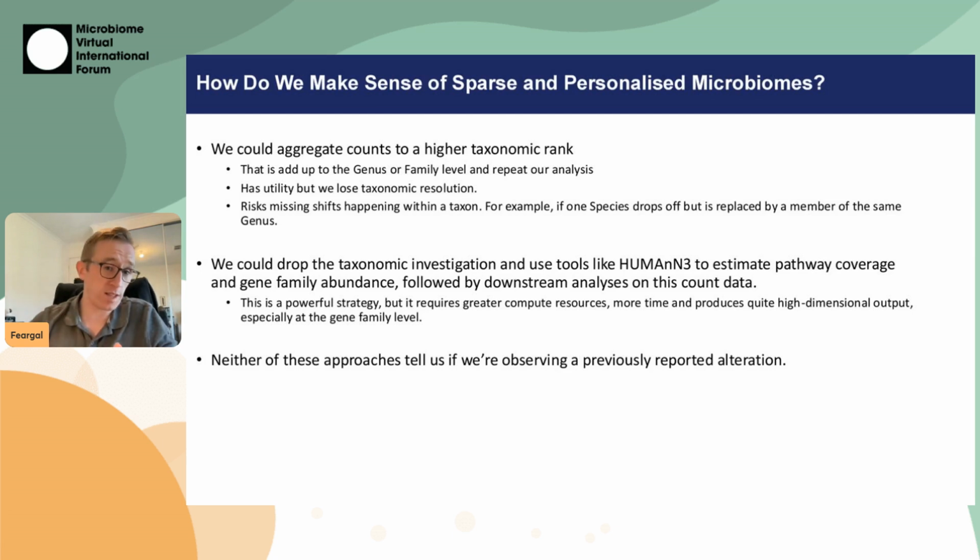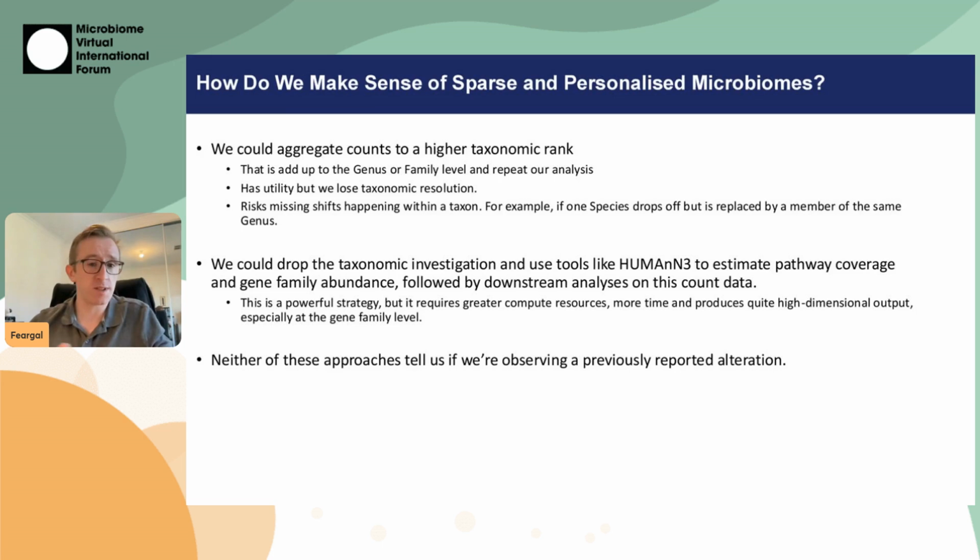Well, one thing that we've been doing for a very long time in this field is we simply aggregate counts to a higher taxonomic rank. So we wouldn't look at species, we'd add them all up and look at the genus, we'd look at the family, we'd look at a co-abundant group, something like that. This is useful, and you can definitely see some things with this, but you do lose resolution when you do this. You also risk missing shifts that can happen within a taxon. So maybe one species is susceptible to an antibiotic and another one is resistant. If you just add that up to the genus level, that will cancel out.